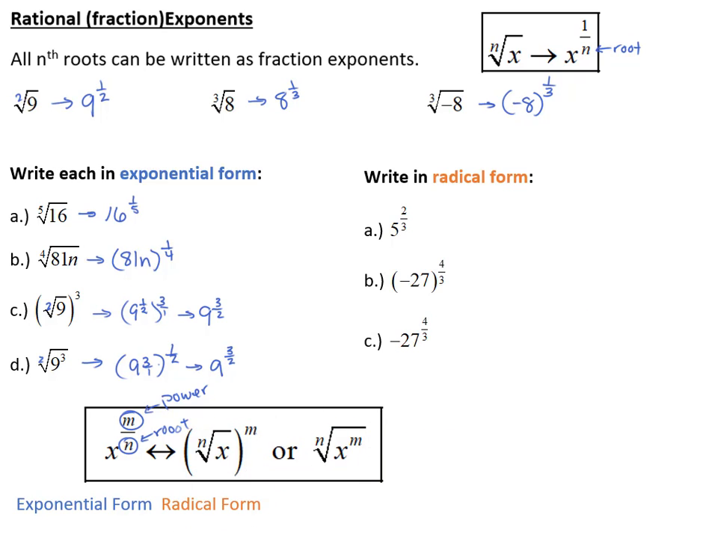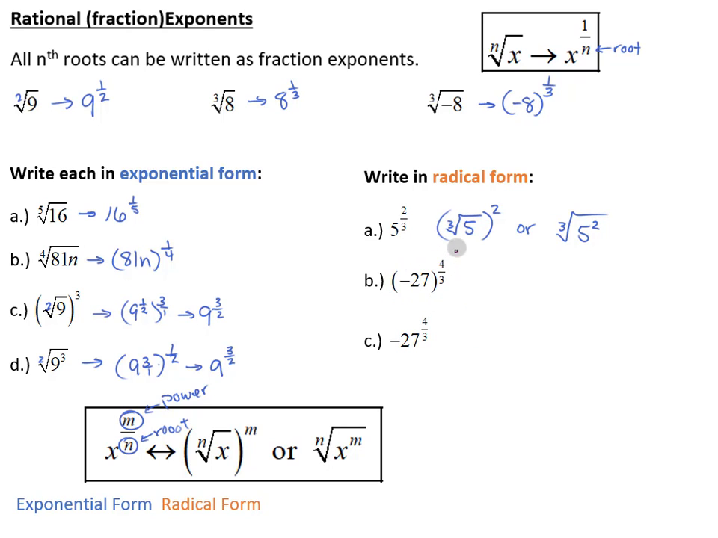So let's do a few more examples here. Write each in radical form. 5 to the 2/3. Remember the bottom is our root, so we're doing the third root of the base of 5, and we're going to raise that to the second power. Now again, there are two variations for this, so you could put the square inside the radical as well, rather than the m on the outside. Either one is fine and correct.